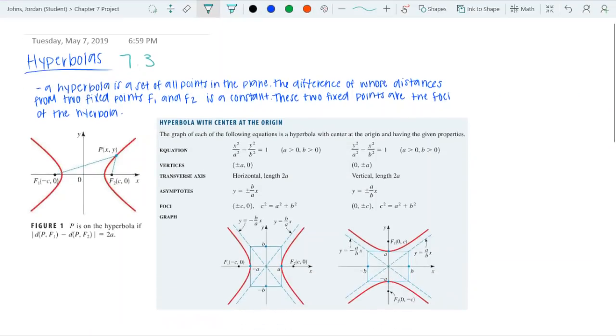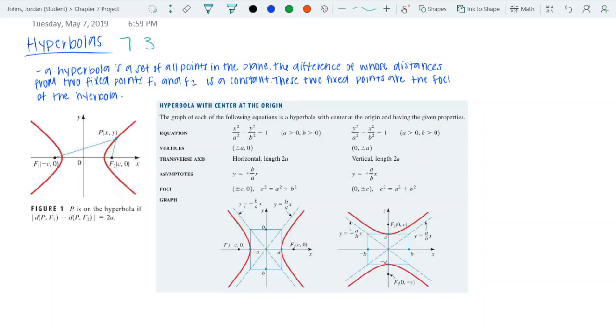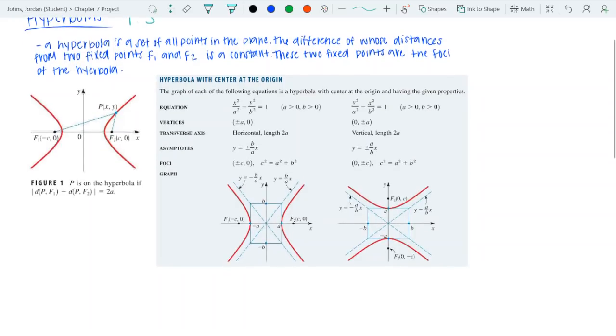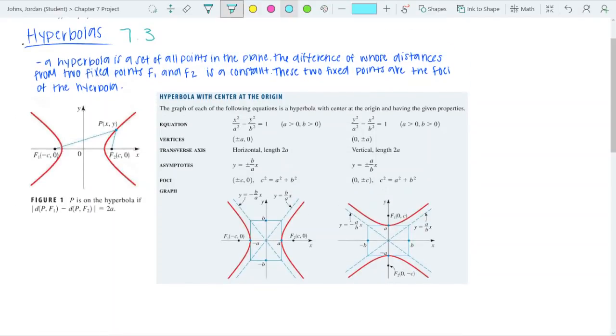Okay, I'm going to do a little recap of 7.3 because it gives you the basic information of a hyperbola that we need for this section. A hyperbola is a set of all points in a plane, the difference of whose distances from two fixed points F1 and F2 is constant. These two fixed points are the foci of a hyperbola. As you can see here, this is F1 and F2, and this is the equation that we're going to be using.